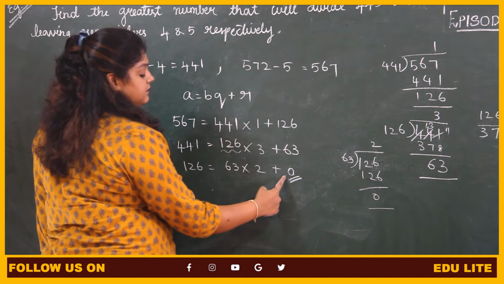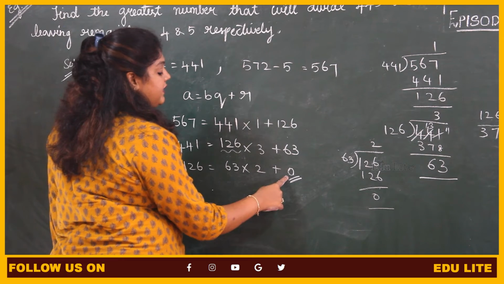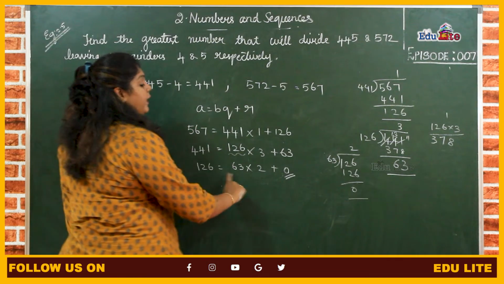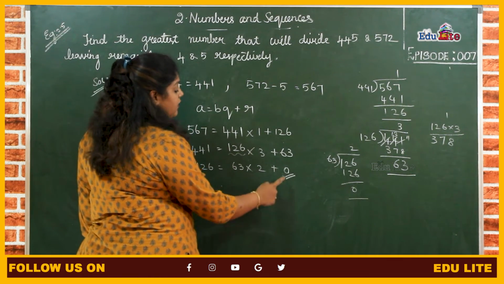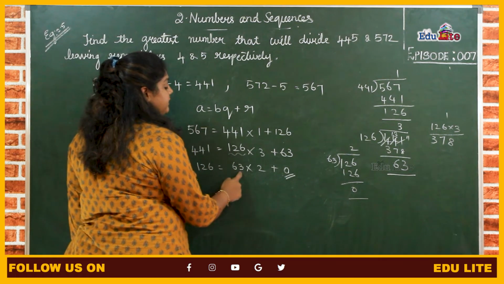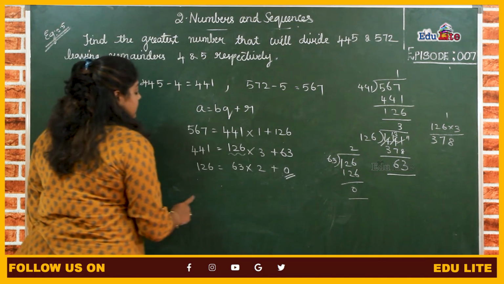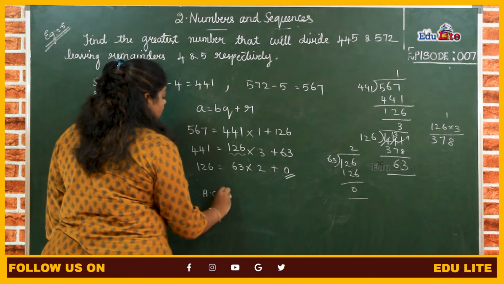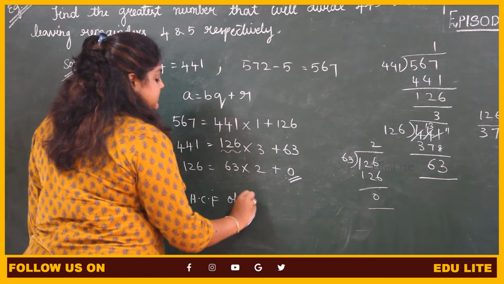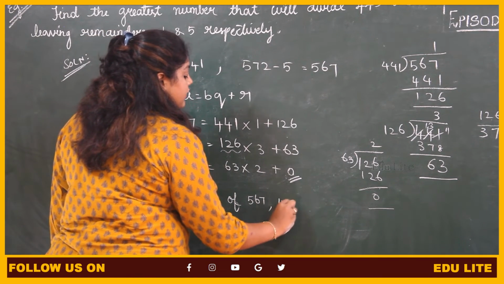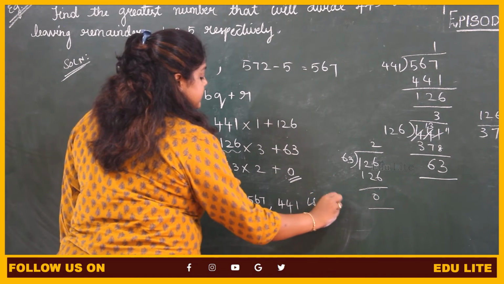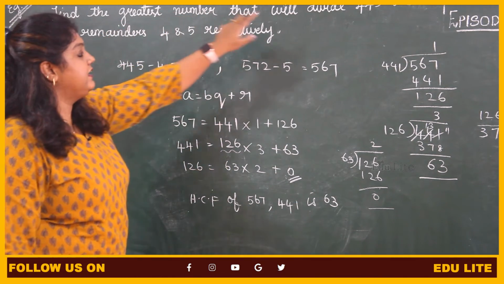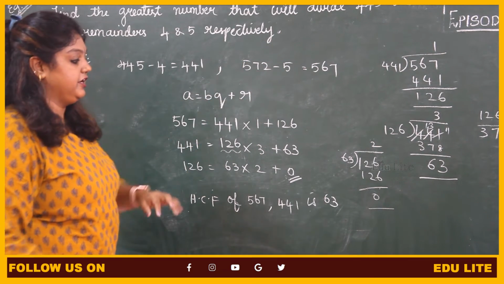In the step where we got the remainder as 0, the divisor will be considered as the HCF. When the remainder becomes 0, in that step the divisor will be the largest number, that is the highest common factor. So HCF of 567 and 441 is 63. So 63 is the greatest number that divides 445 and 572.